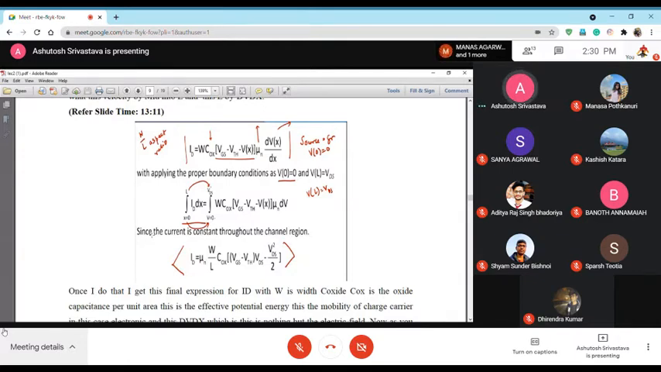So this is how you make sure that your transistor is actually working as a constant current source.